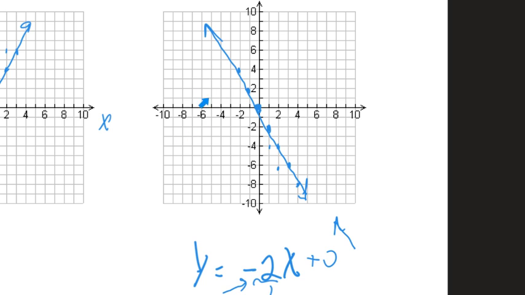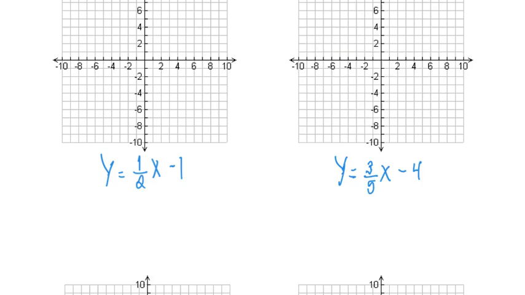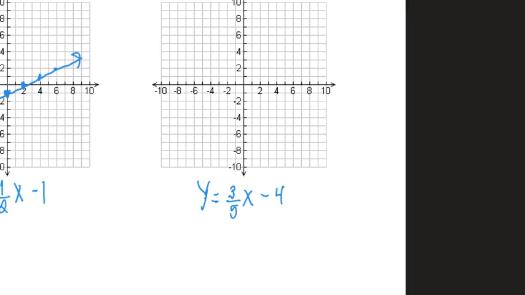When we look at this thing from left to right, it's going down. So, there we go. All right. Next page. Slope of 1/2 and a y-intercept of -1. Up 1 over 2, up 1 over 2, down 1 over 2. Slope of 1/2. There's my line. Going up, increasing.